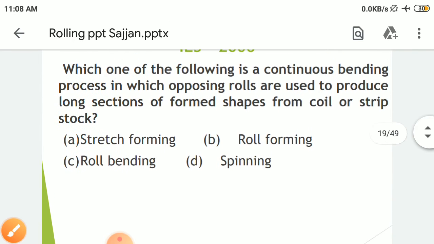Now you may wonder why this is not roll bending, because it's mentioned that this process is already a bending process. So bending is already there, but to get the formed shapes from coil or strip, he's asking to get the formed shapes. So to get the formed shapes, we need some forms on the rollers, and that process is known as roll forming.